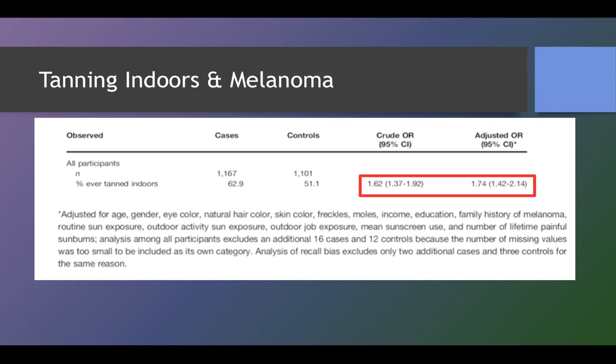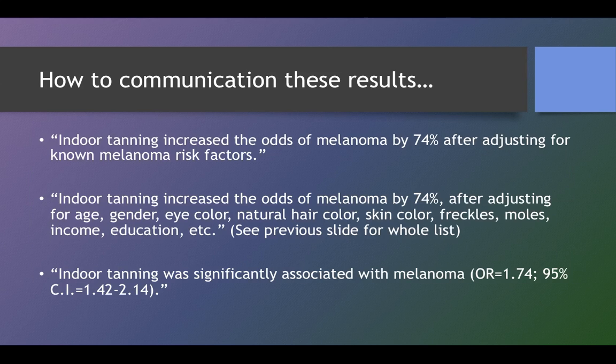Notice that the crude odds ratio and the adjusted odds ratio are slightly different. For the adjusted odds ratio, any effect of age, gender, etc. on disease has been accounted for in other places in the mathematical model. The adjusted odds ratio communicates the effect of tanning indoors independent of the effect of the other risk factors included in the adjustment variables. We could communicate these results in a number of ways. Here are some examples listed below. Feel free to pause and take a moment to read through them. Remember, we're going to practice some more examples in class.